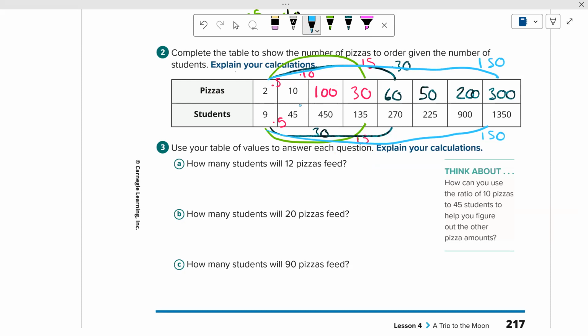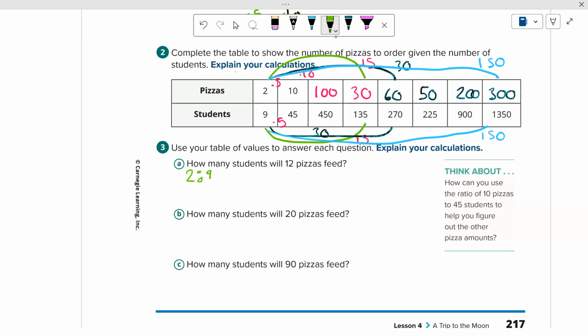Now let's look at number 3. Use the table of values to answer each question below. Please explain your explanations. How many students will 12 pizzas feed? Notice there's no 12 here in the pizzas. So we do know the initial ratio, 2 to 9.